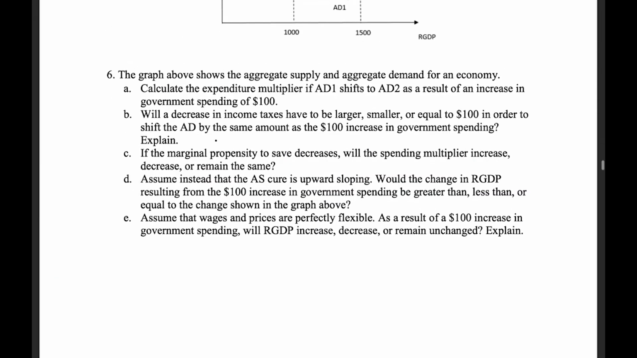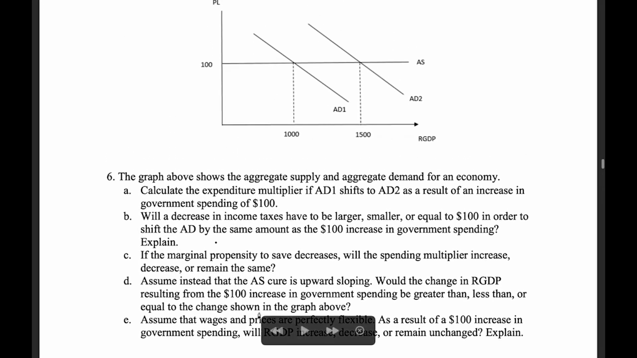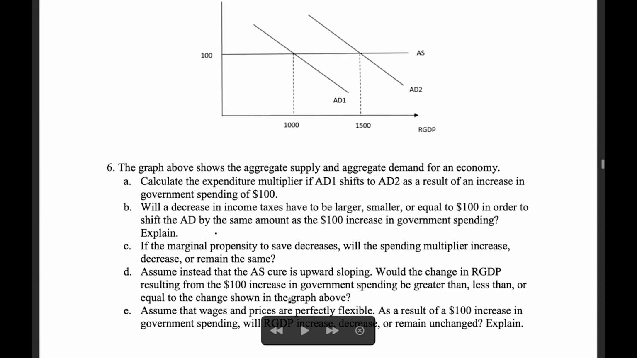Assume instead that the AS curve is upward sloping. Would the change in RGDP resulting from a $100 increase in government spending be greater than, less than, or equal to the changes shown in the graph above?